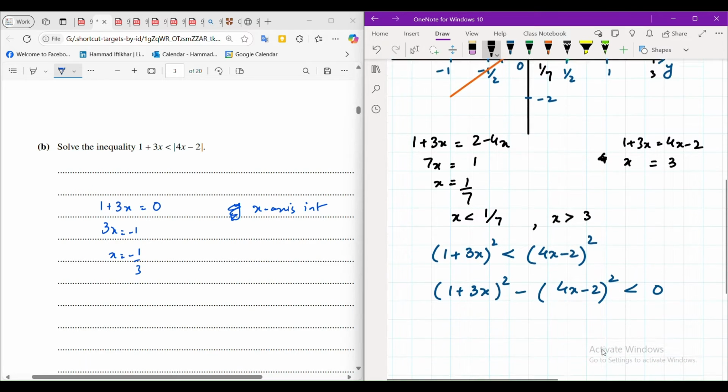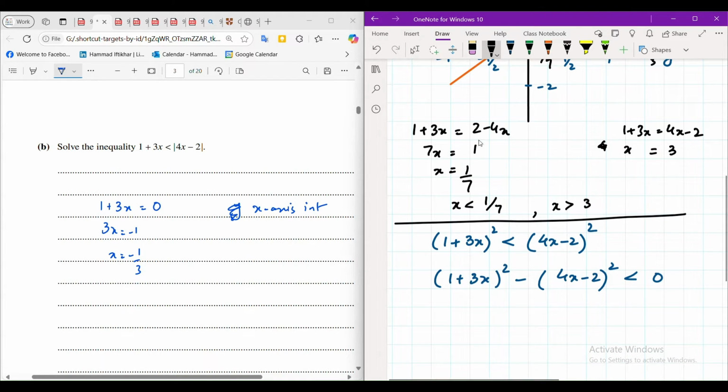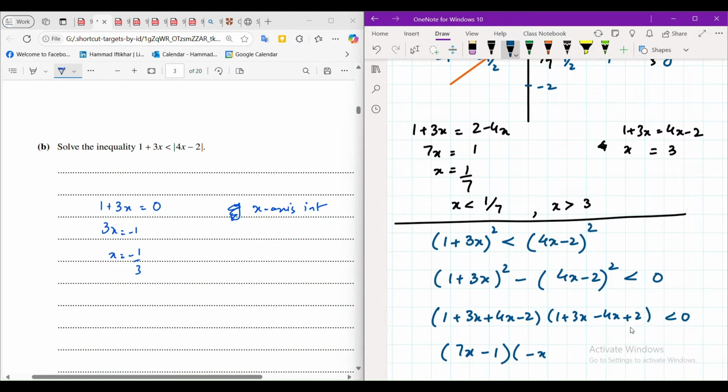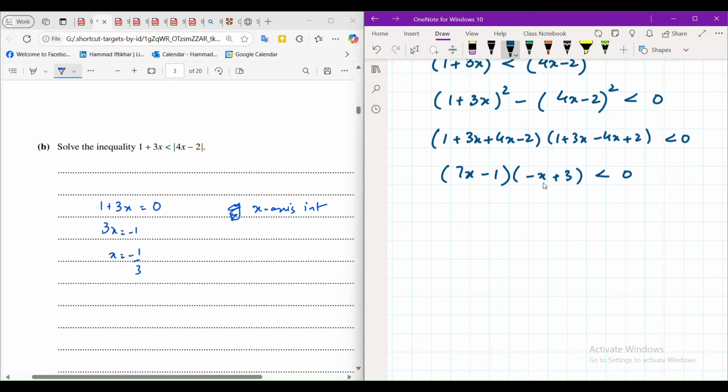So let's see whether we get the same thing in this way also or not. Since this is a difference of squares, that can be written as 1 plus 3x plus 4x minus 2, and 1 plus 3x minus 4x plus 2, because minus minus. This simplifies to 7x minus 1, minus x plus 3, less than 0. So this is sort of like a quadratic equation, since one of these is negative.